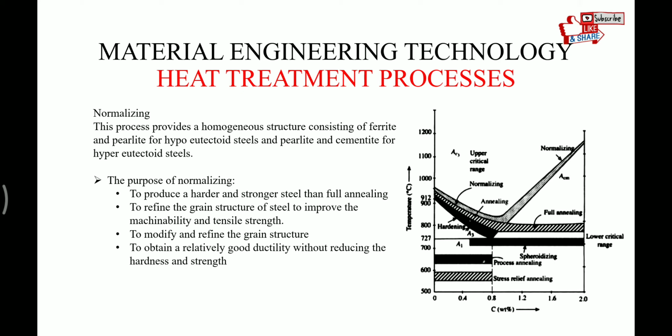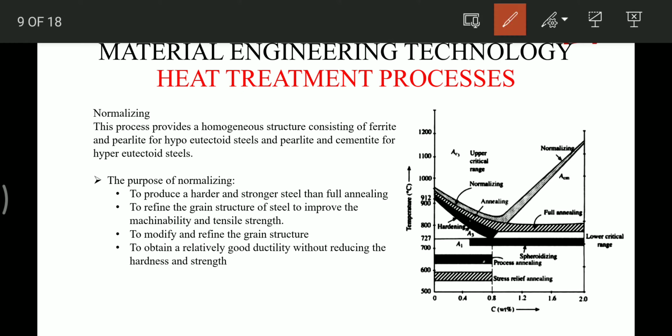Then the other process is called normalizing. This process provides a homogeneous structure consisting of ferrite and pearlite for the hypoeutectoid steels, and pearlite and cementite for the hypereutectoid steels. So this is what normalizing is all about. The purpose of doing it is to produce harder and stronger steel than annealing.